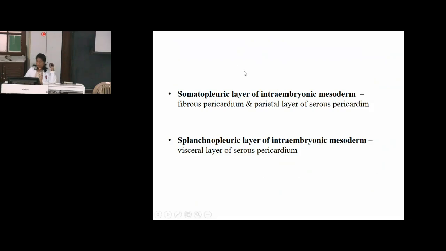Right? So the somatopleuric layer of this mesoderm forms the thick outer fibrous pericardium and the parietal layer of the serous pericardium. While the splanchnopleuric layer of the intraembryonic mesoderm forms the visceral layer of the serous pericardium, which is very close to the heart tissue, the heart muscles. It is difficult to separate from the heart wall. So that is how the cavity turns into these two layers, right?